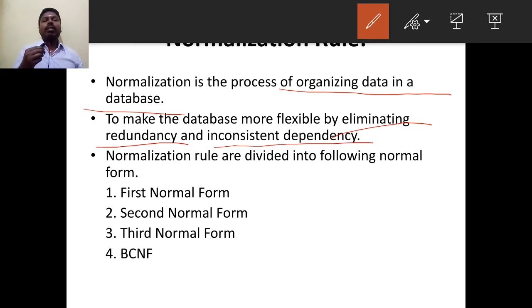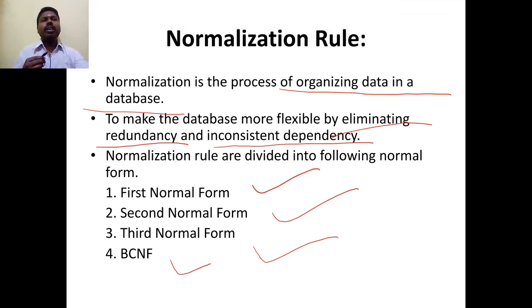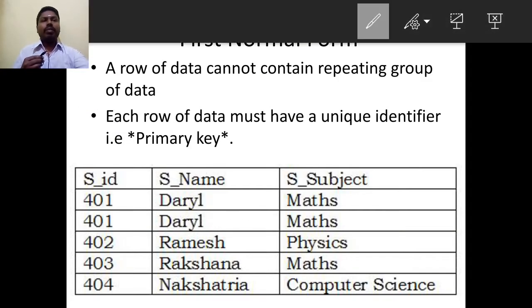Next, there are four normalization rules. First one, first normal form, second normal form, third normal form, and BCNF. We will see one by one. First normal form. See, a row of data cannot contain a repeating group of data.